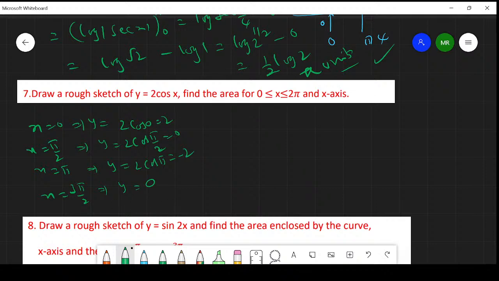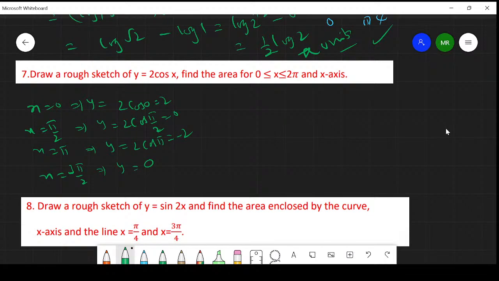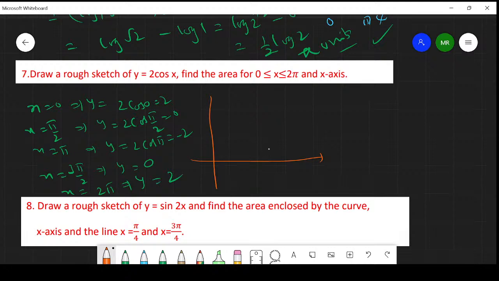And x equal to 2 pi: y is equal to 2 into cos 2 pi. Cos 2 pi is 1, so 2 into 1 is 2, y is equal to 2. Now look into these values. I can draw the graph now.